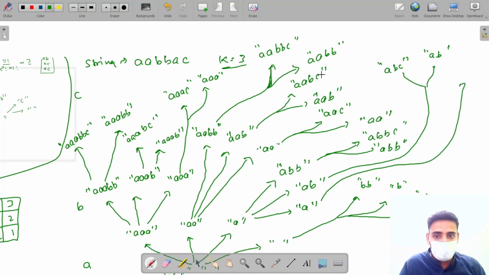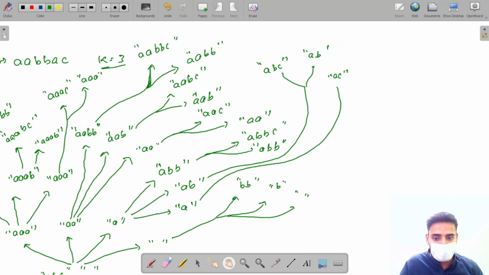It also has two options. Let me draw it properly. The first option is if she comes, so it would be AC. And this, yes, it would be AC. If it doesn't, so it would be A again, right?